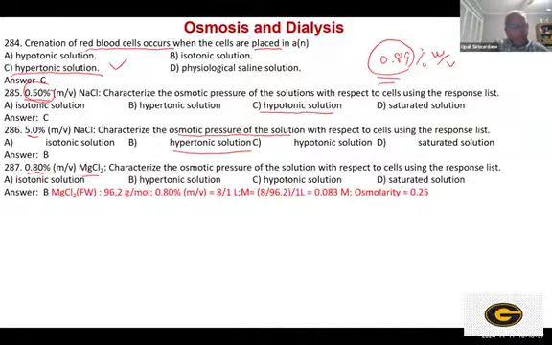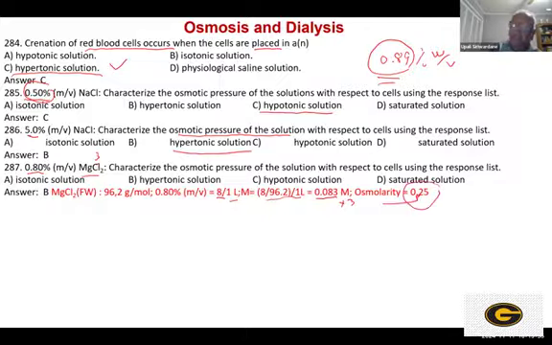Therefore, multiplied by 10, you get 8 grams per liter. So an 8 grams per liter solution has 0.83 molarity. Since there are 3 ions, one magnesium and 2 chloride, this is multiplied by 3, you get 25.